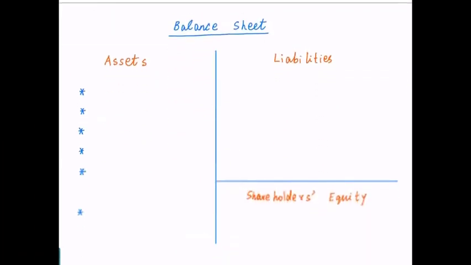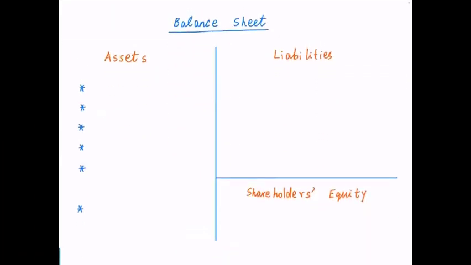Okay, so a balance sheet has three main areas. One is the assets side of the balance sheet. Then we have the liability side of the balance sheet. And there is the shareholders' equity.